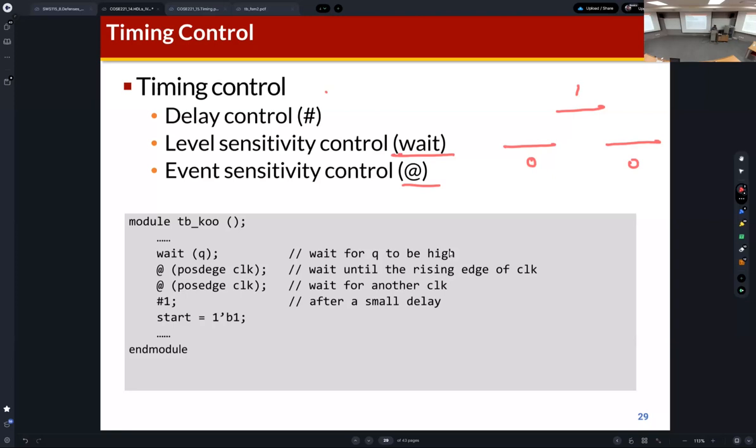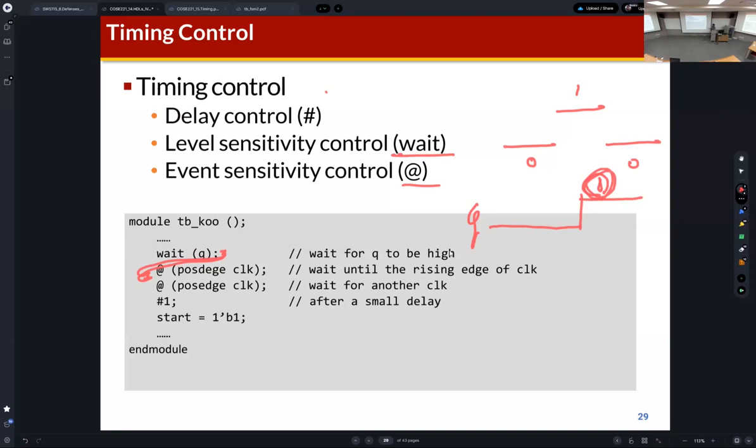Okay. So which means that the true can be changed like this, and then this statement waits until the true becomes one. When the true becomes one, it goes to the next line. And then you can also find the event sensitivity control, and then add positive edge clock. So what does that mean? It means we wait until the rising edge of clock, okay? So Q becomes one, then we can go to the next line.